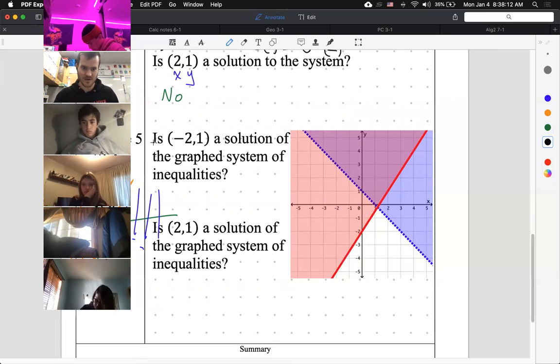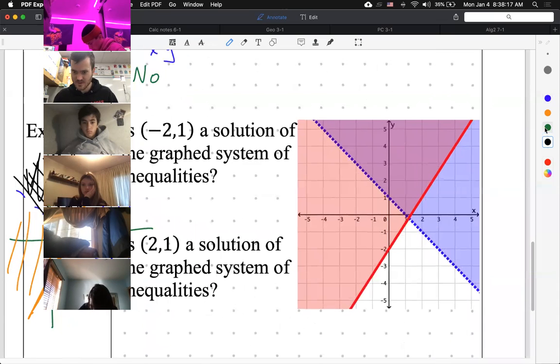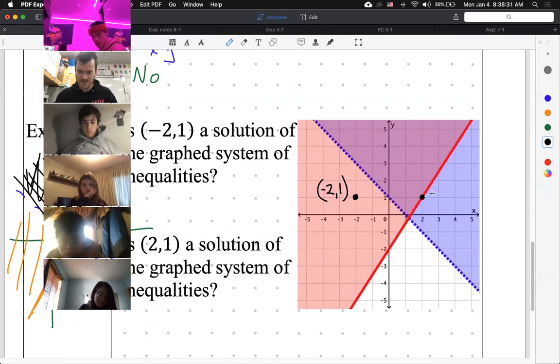And then I'll help you graph where's -2, 1. So I'll graph -2, 1 with black, sure. -2, 1 is right here. I'll label that -2, 1. And before I ask you if it's an answer, I'll also graph 2, 1. So +2, 1, this point right here, that's 2, 1.